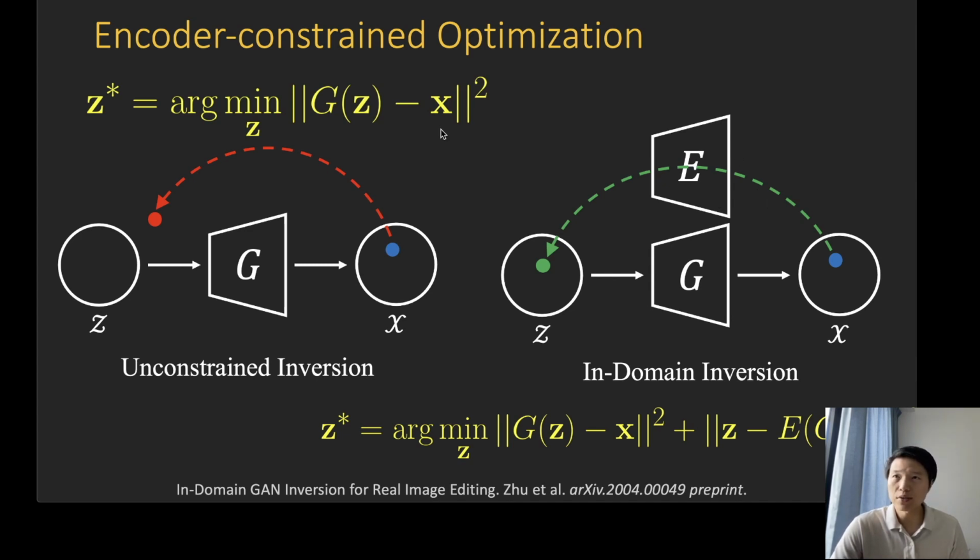So besides this mean loss, we also introduce this encoder loss. So you see this encoder. After we have this reconstructed image, we put it into this encoder again, and then minimize the distance to the code. So with this constraint of the encoder, we can make sure the inverted codes lie inside the original latent space. Therefore, we can manipulate this inverted code to achieve image editing applications.